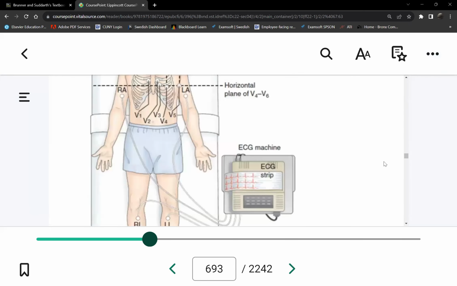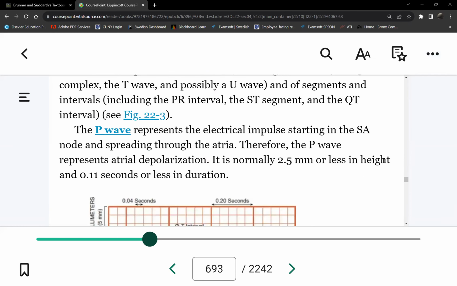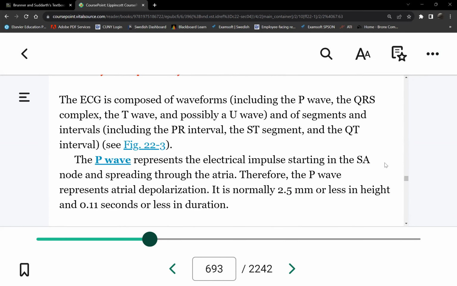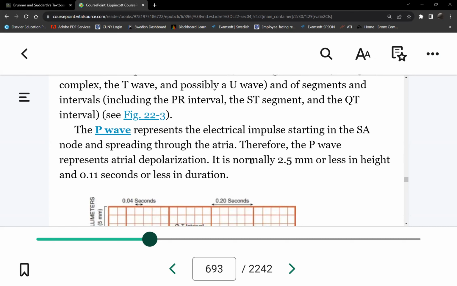So what is a P wave? When we see a P wave, two things happen, which is why it's important to see a P wave. The P wave represents the electrical impulse starting from the SA node, spreading through the atria. The P wave therefore represents atrial depolarization, or atrial contraction. It's normally 2.5 millimeters in height and 0.11 seconds or less in duration.